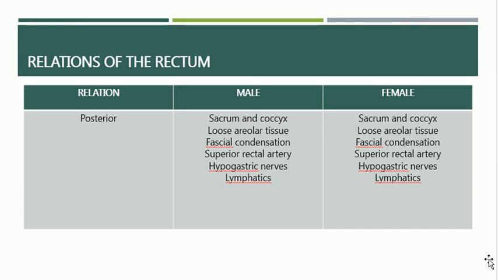Similarly in females, the posterior relations are the same as in males: sacrum, coccyx, loose areolar tissue, fascial condensations, superior rectal artery, hypogastric nerves, and lymphatics. So when we talk about the relations and structures around the rectum, the male-female difference only comes when we are talking about the structures which lie anterior to the rectum.